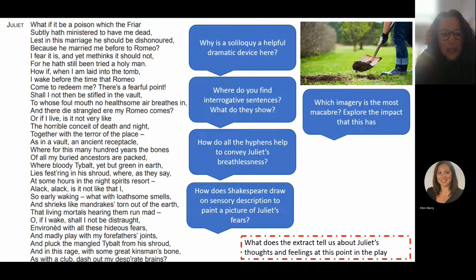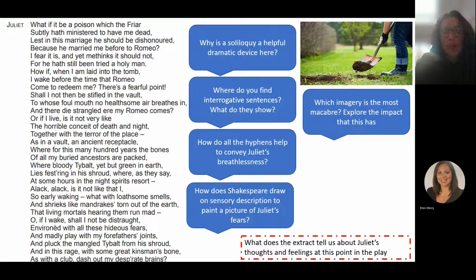And how does Shakespeare draw on sensory description to paint a picture of Juliet's fear? Can you find any senses that she talks about, like the smells and the sounds, which show that she's actually quite frightened being in this moment in the tomb? And which imagery is the most macabre? That means the most dark, associated with death. What is the impact that this will have on the reader?